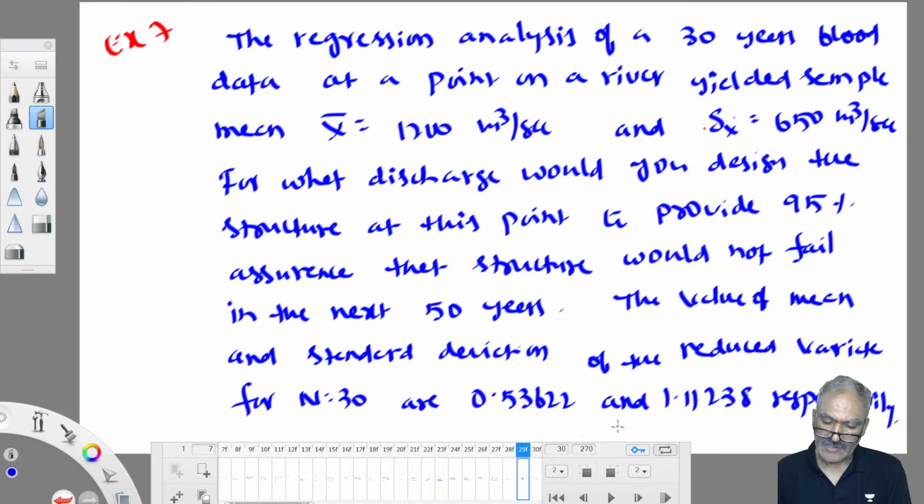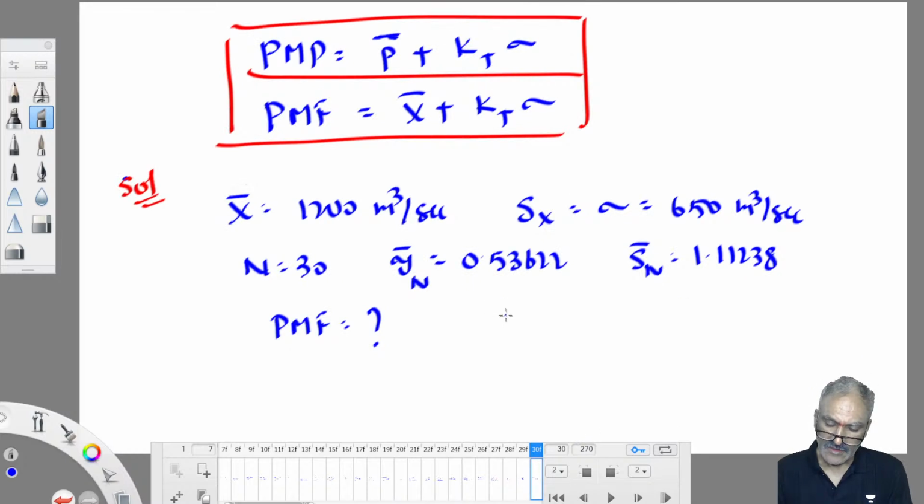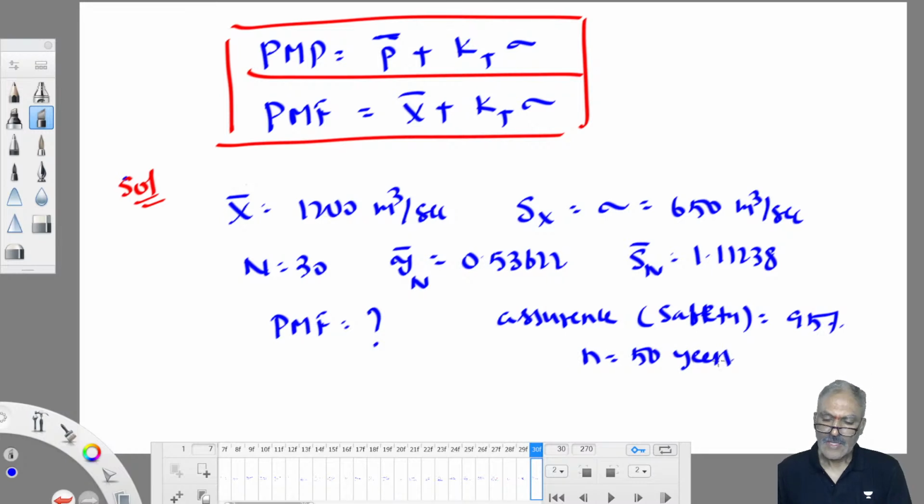To provide 95% assurance that the structure would not fail in the next 50 years. Assurance is nothing but safety. Percentage safety is given as 95%. In the next 50 years, small n is equal to 50 years. Okay?